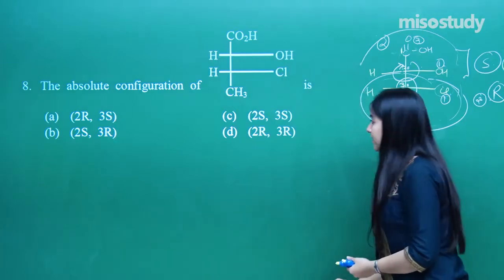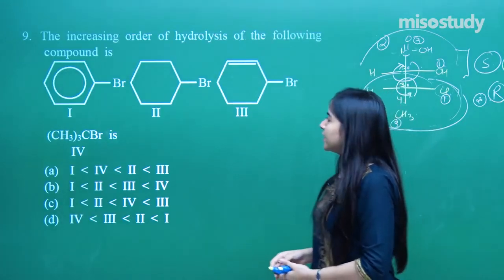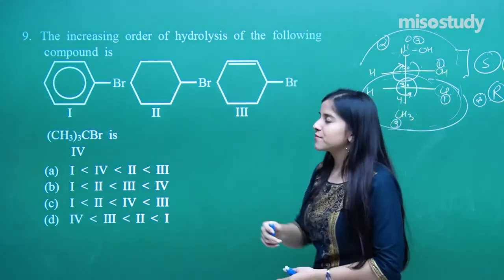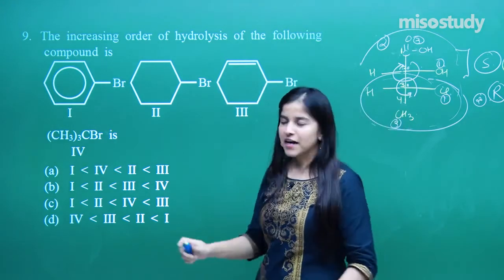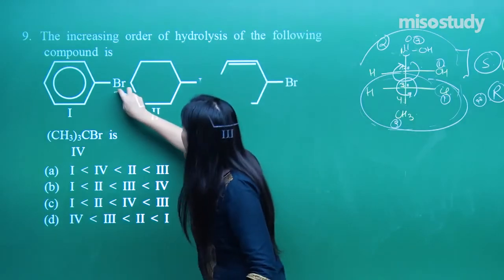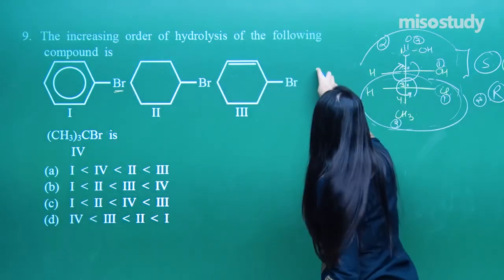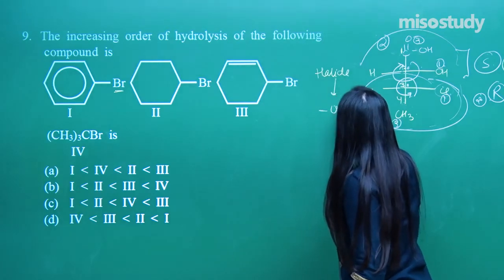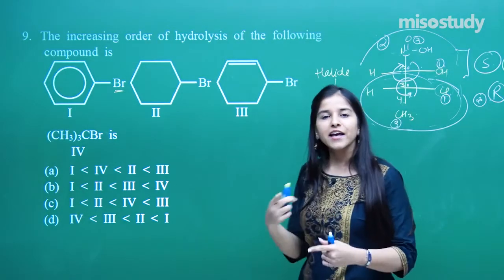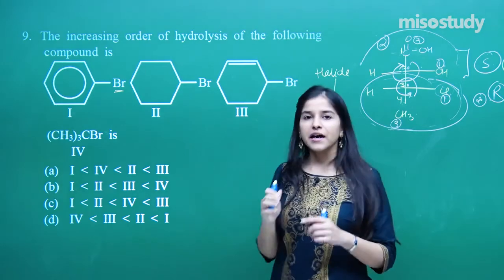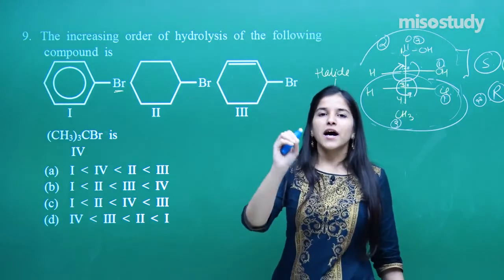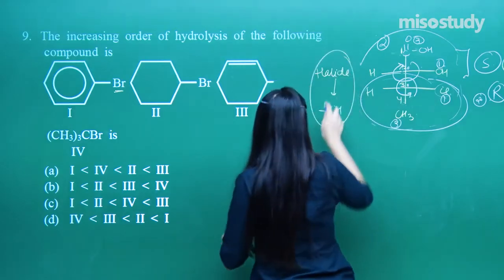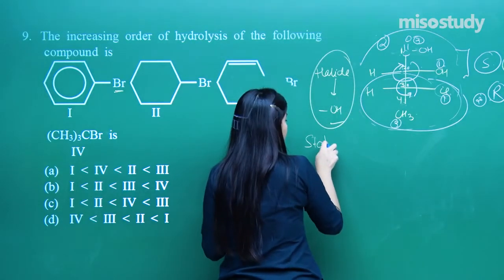Let's just move on to the second last question. Now, the increasing order of hydrolysis of the following compounds. I need to do the hydrolysis. That means instead of this bromine, I need to remove the halide and attach the OH group. That is what our motto is. And in the case of hydrolysis, I need to form the carbocation. So I'll be seeing only the stability of the carbocation, and that's it. So stability of carbocation is our approach.